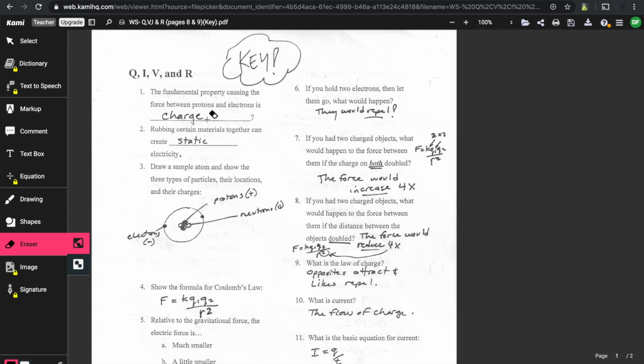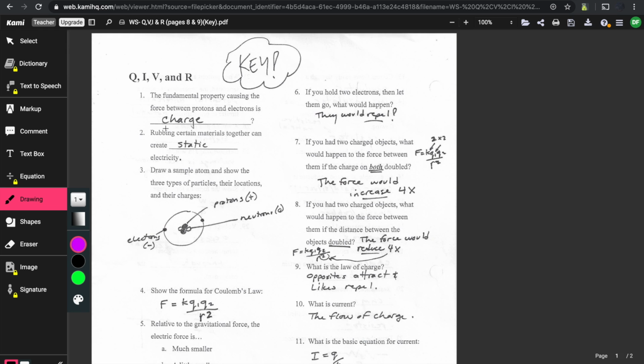Hi, I'm Mr. Franklin. In this video, I'm going to go over page 8 and 9. There are some very specific words we're looking for in some of this, so please pay attention to these and correct your worksheet. So number 1, the fundamental property causing the force between protons and electrons is charge.